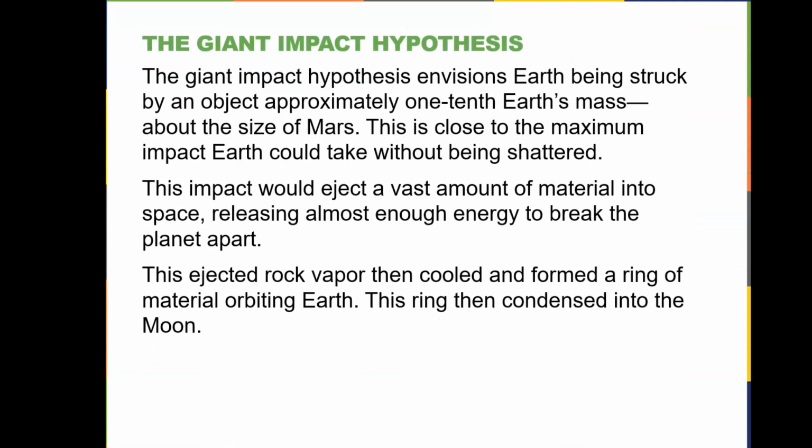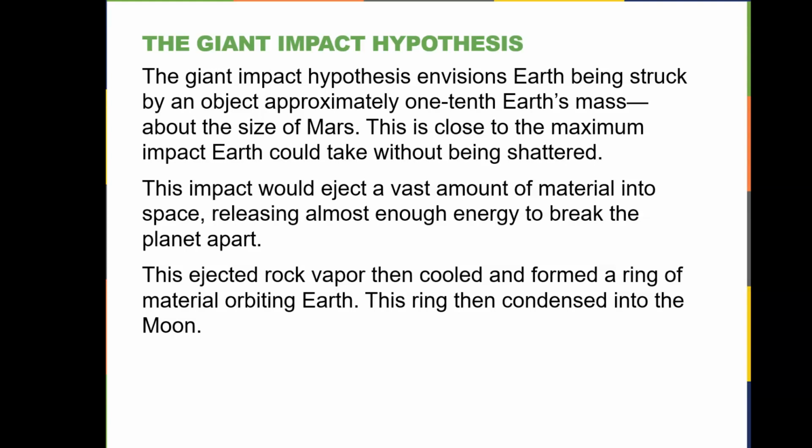The sister theory that the moon was formed alongside Earth leads up to the giant impact hypothesis. The giant impact hypothesis envisions Earth as being struck by an object approximately 1/10 of Earth's mass, about the size of Mars. This is close to the maximum impact Earth could take without being shattered. This impact would eject a vast amount of material into space, releasing almost enough energy to break the planet apart.